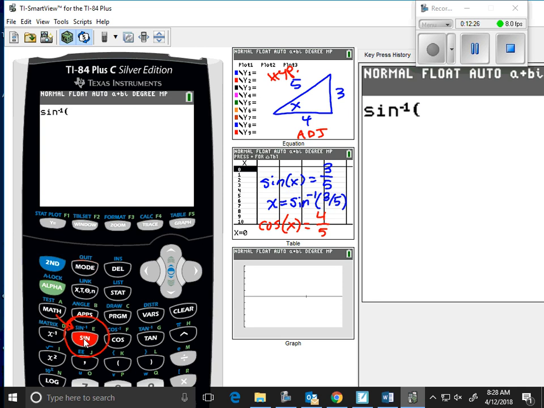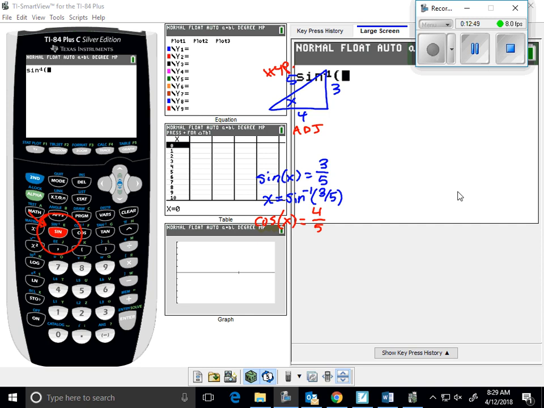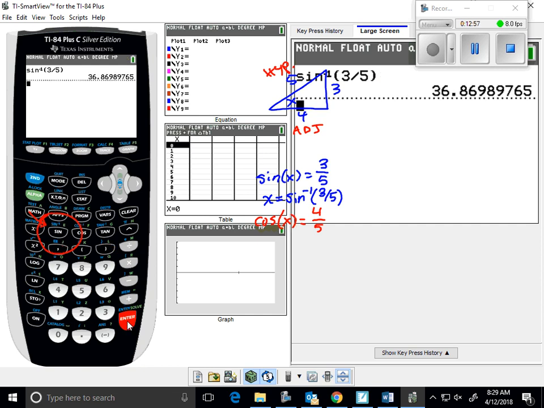and type in 3/5. Why is this so large? I can't get to the numbers. There we go. Nope, I still need more. Maybe I have to zoom out. Hey, what did you get for an angle measure? Did you get 36.87 degrees? You should. Nice.